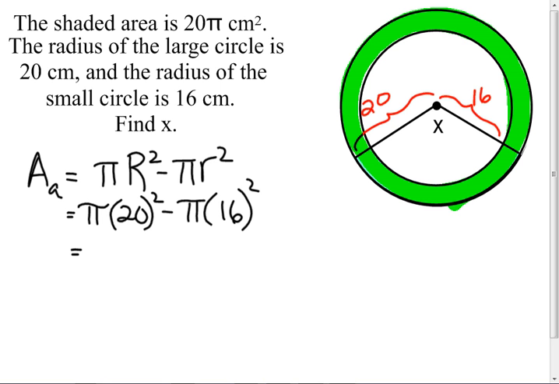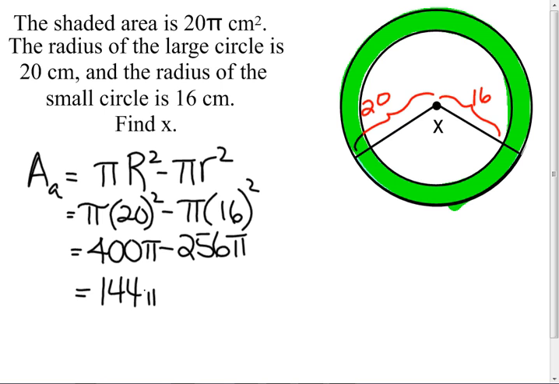And you're going to subtract them. So it's 400 pi minus 256 pi. What did that subtract to give us? 144 pi, right? Yeah. Don't forget the pi. Okay, Zach? Don't forget the pi. I won't forget the pie.